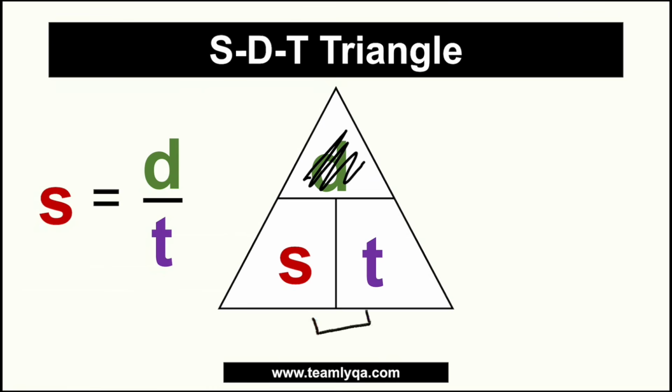So, ibig sabihin nun, ang D is equal to S times T or ST. Okay? Now, itong SDT triangle na yan, very helpful yan, lalo na if may mga quizzes, para hindi mo na kailangan i-memorize lahat ng mga possible na formulas dito sa tatlong entities na ito. Okay? Now, we have yung basic na formula natin. Tingnan natin yung basic form ng question.